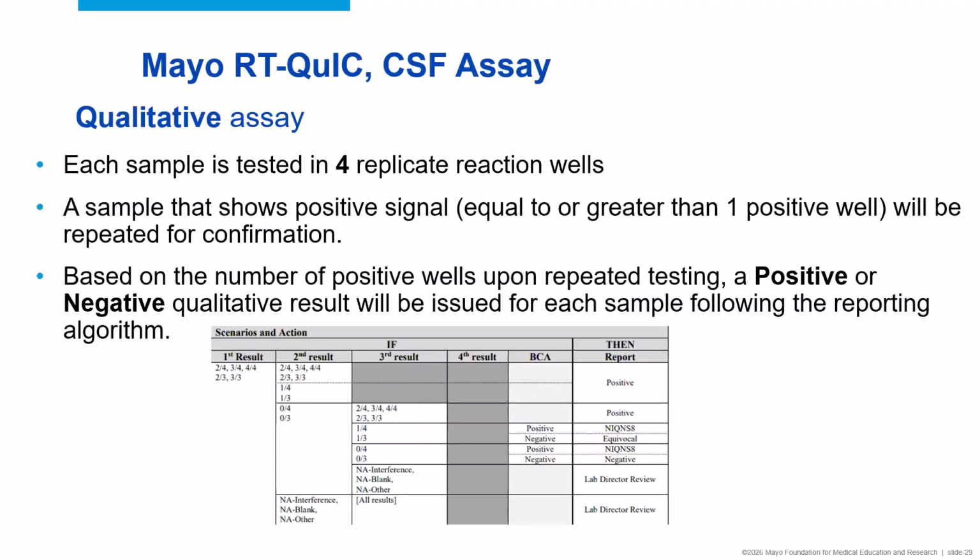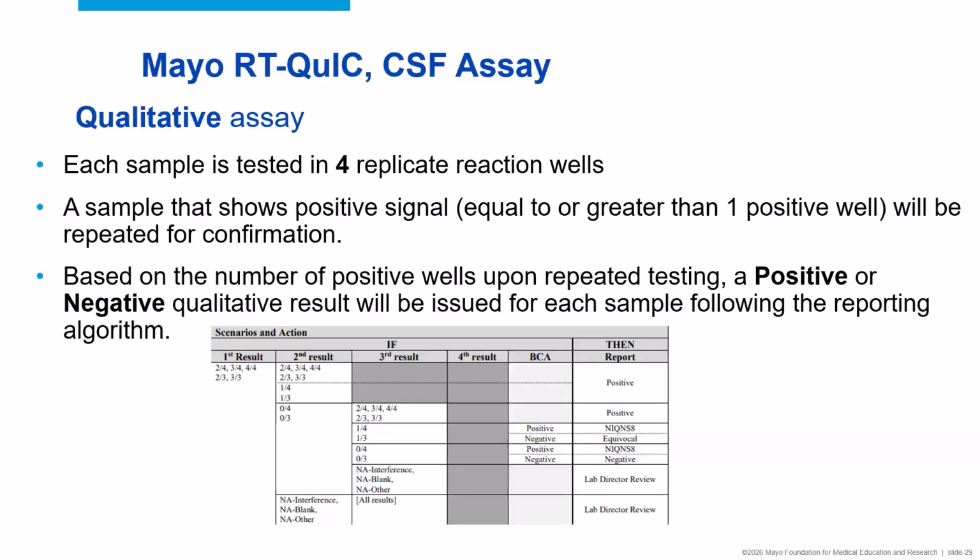So again, the Mayo assay, we tested 4 replicate wells. Any sample that shows a positive signal in one well, we would repeat for confirmation. And then based on the number of positive wells on repeat testing, we'll issue a positive or a negative qualitative result.